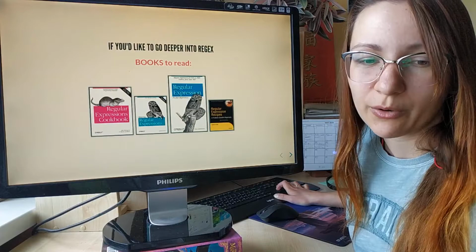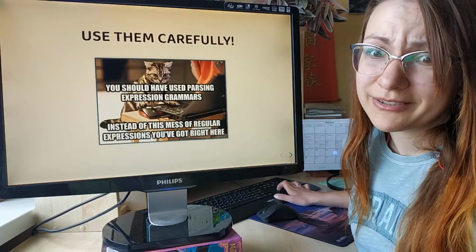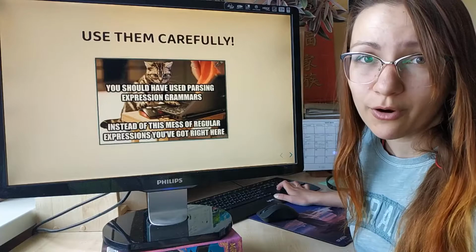So, I hope I helped you to understand regular expressions even just slightly. Now you know how this tool works and what perspectives it could bring into your code. So good luck to you, use regular expressions, but don't go overboard with them.